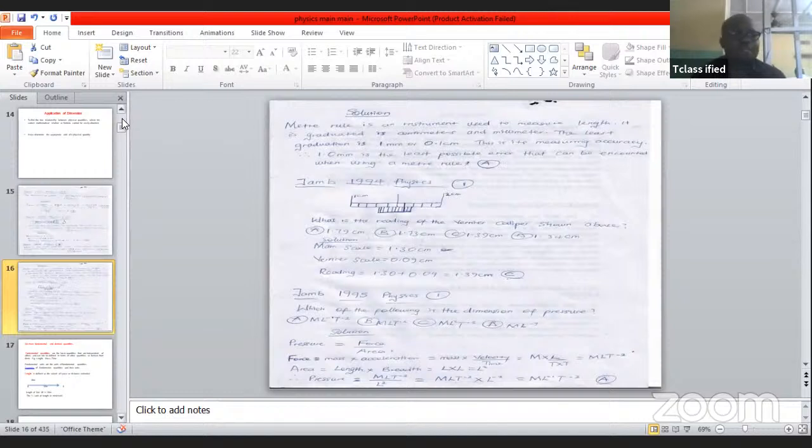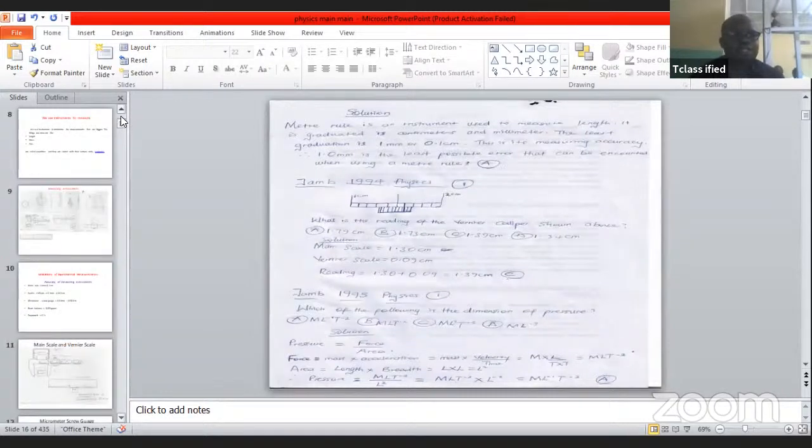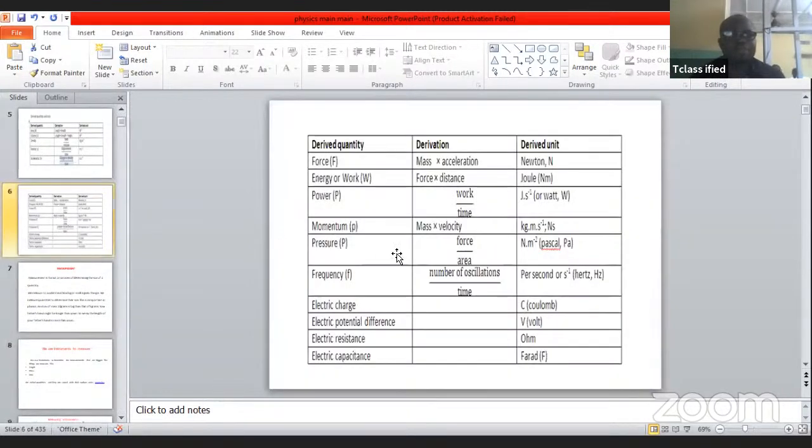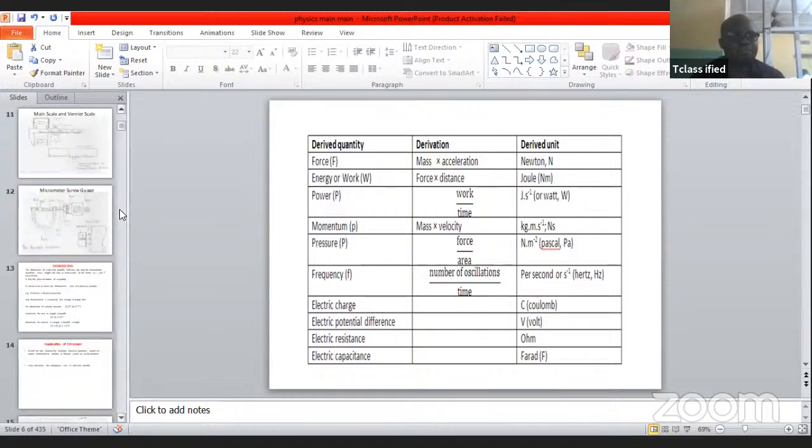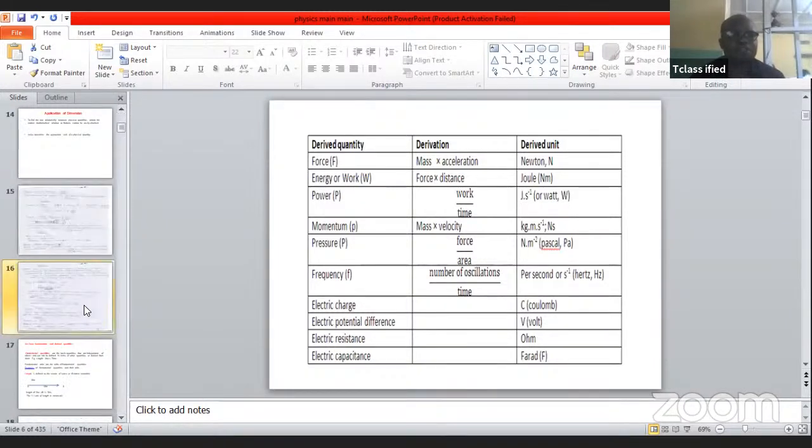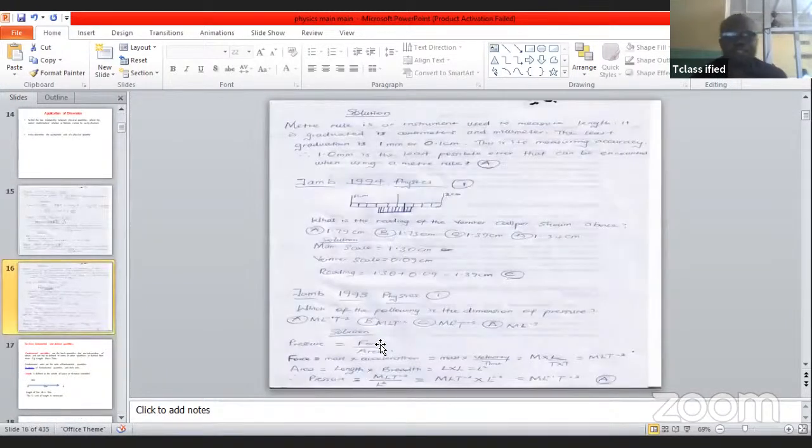So if we go back to our slide, we see that we already stated this. So this is pressure. Pressure is force over area. These are the derived quantities. We looked at this when we started. So pressure is force over area. But force is not yet a fundamental quantity, so we have to still break force down.